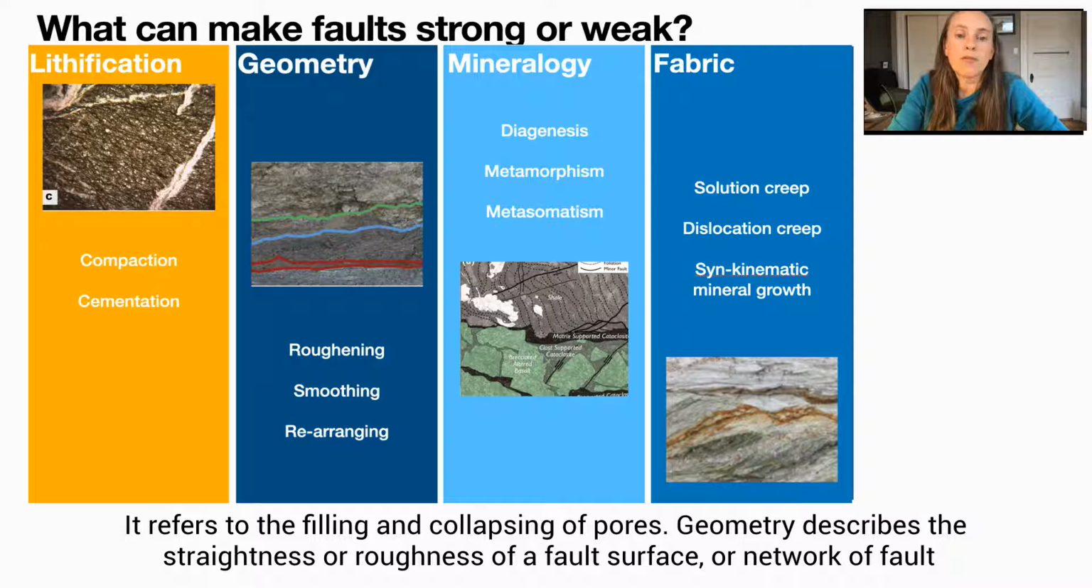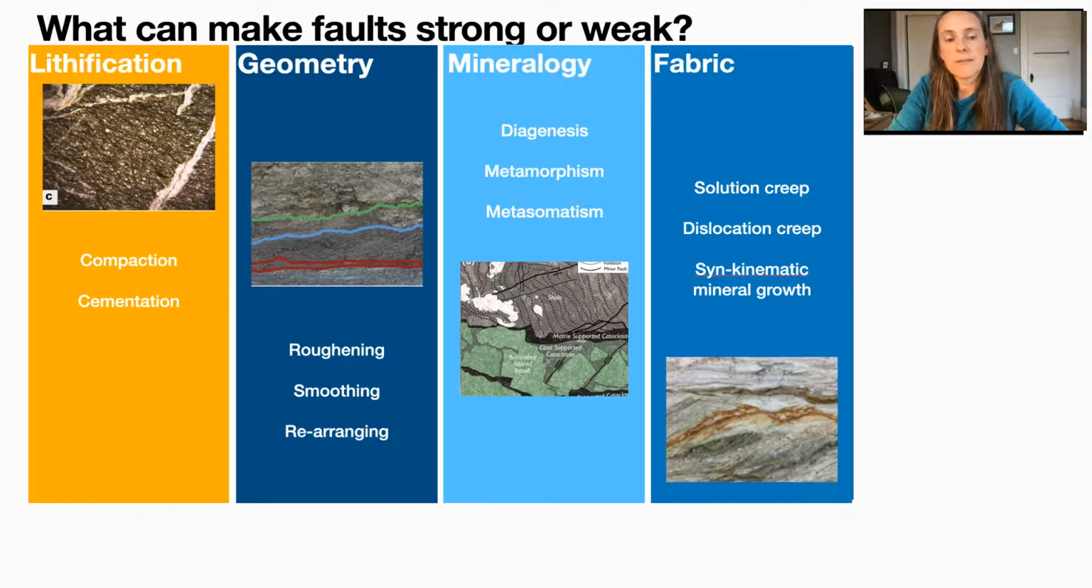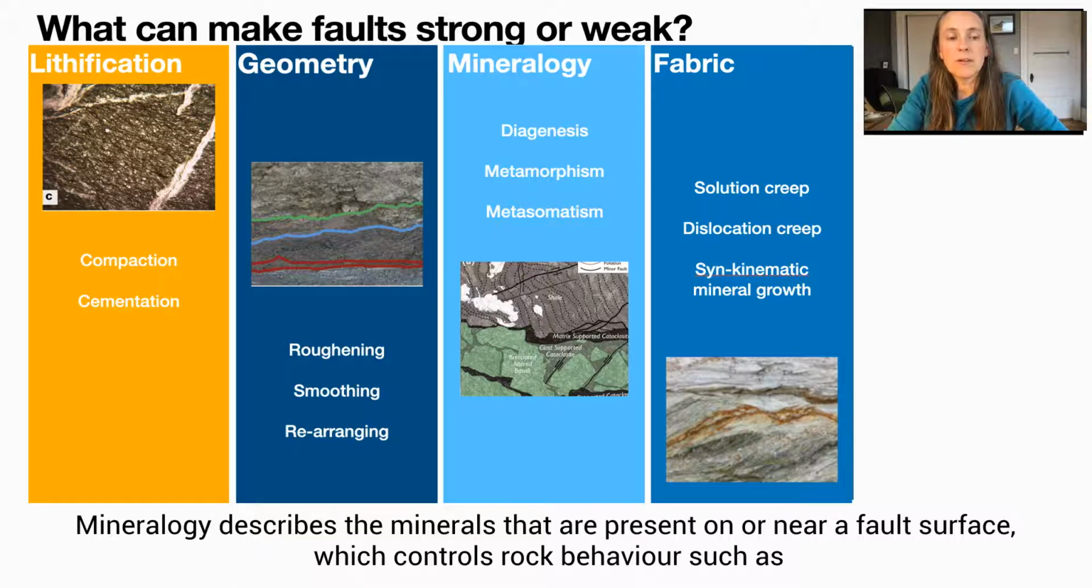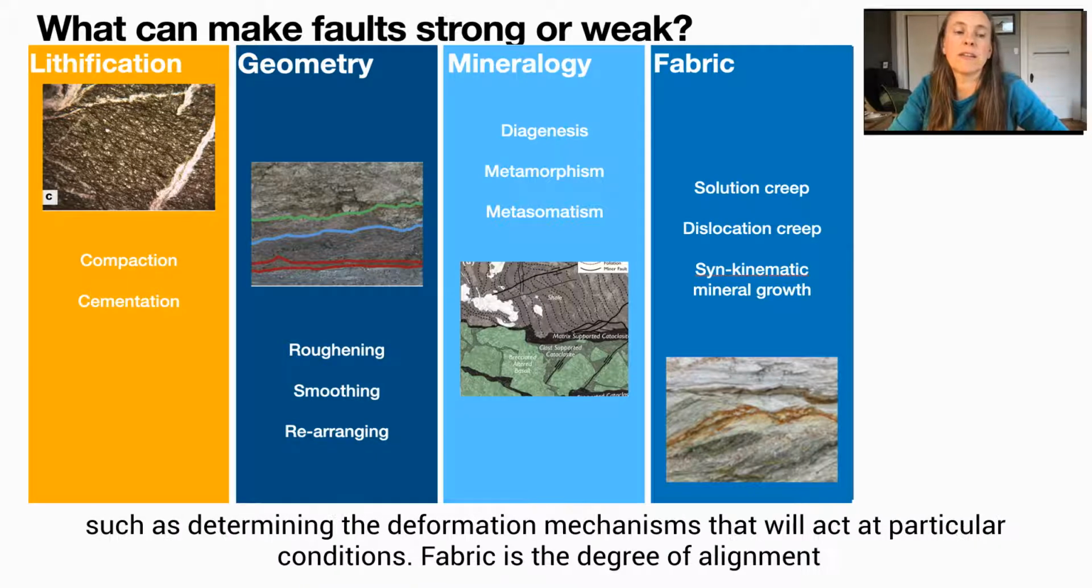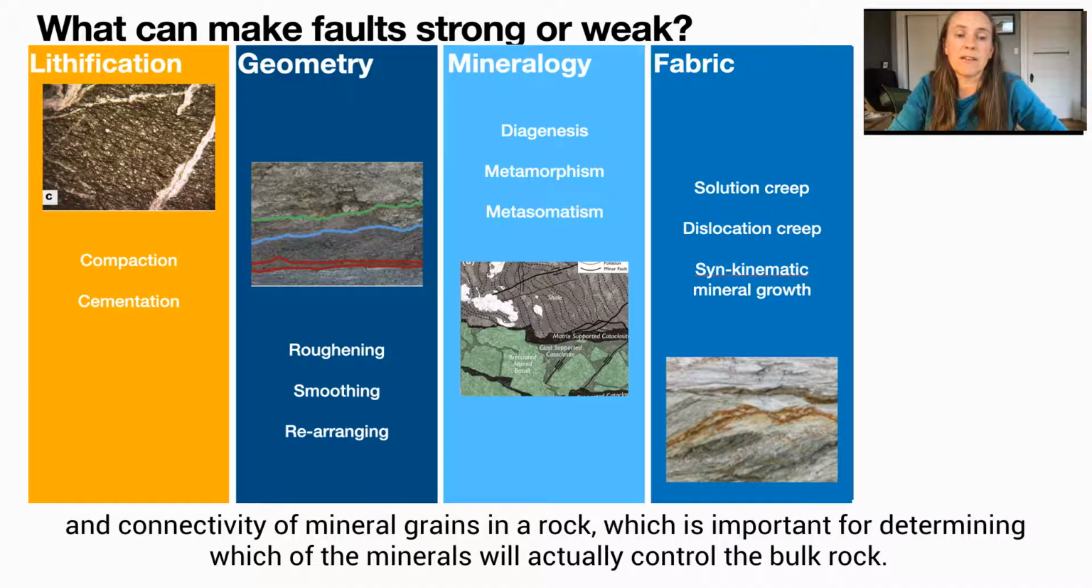Geometry describes the straightness or roughness of a fault surface or the network of fault surfaces. Mineralogy describes the minerals that are present on or near a fault surface, which controls rock behavior, such as determining the deformation mechanisms that would act at particular conditions. Fabric is the degree of alignment and connectivity of mineral grains in a rock, which is important for determining which of the minerals will actually control the bulk rock.